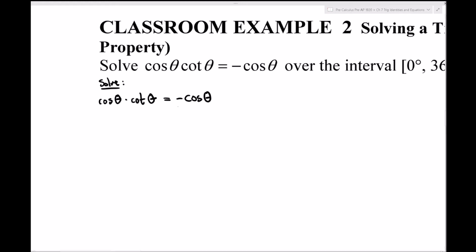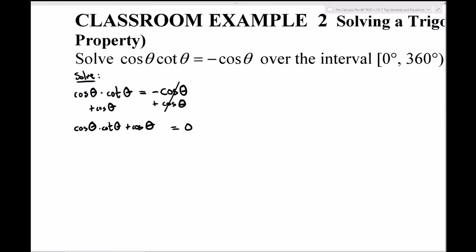In this case, I can't isolate the two functions. I might want to just try leaving them all on one side. So I'm going to move this cosine theta over to the side. If I do that, these become 0, and we're left with cosine theta cotangent theta plus cosine theta, and that's going to equal 0. Okay, so why did I do that? I wasn't able to cancel them out, so might as well move them over to the other side.